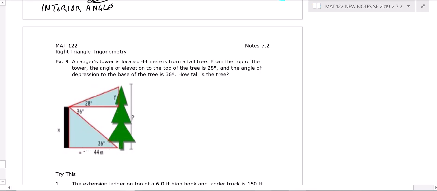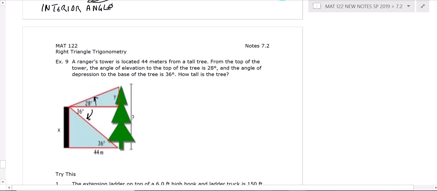That's obviously the tree, and then that's the distance. It says from the top of the tower, the angle of elevation to the top of the tree is 28. So that's saying you're looking from here to there, so that's an angle of elevation, 28 degrees. Okay, the angle of depression to the base of the tree is 36, so that's right there. Now see, I went ahead and just did the diagram on that.